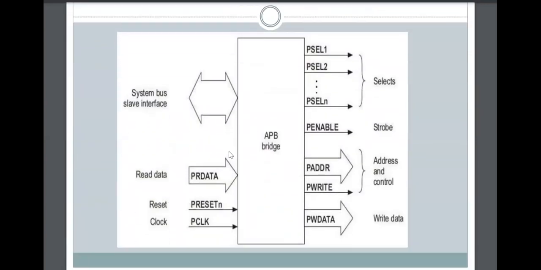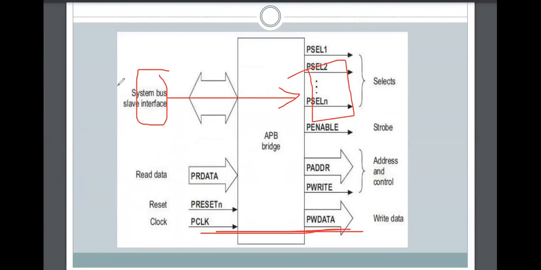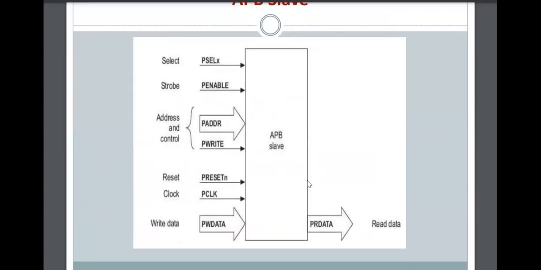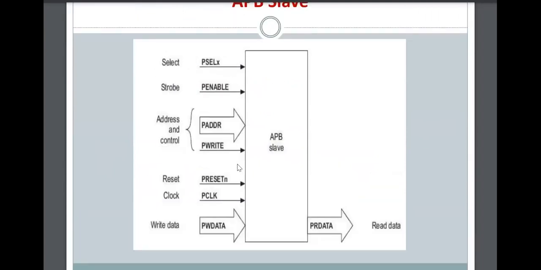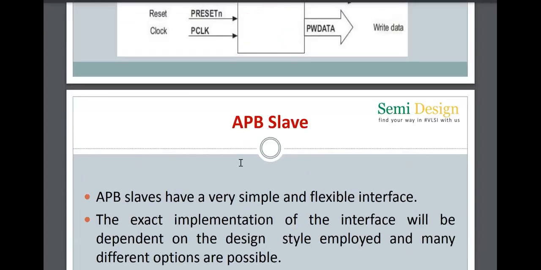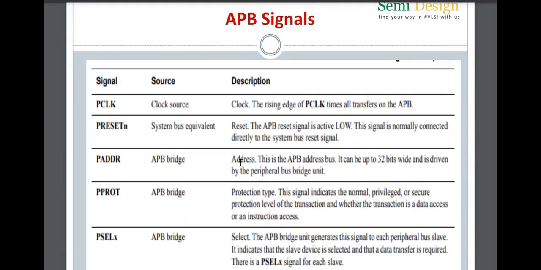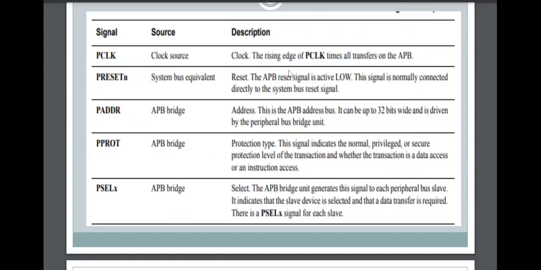Same thing, whatever I have told you: from the master we have to send to the slave. This actual bridge is the master. This master gets the previous slave's data, and we send all these signals to the particular slave. Okay, this is the master and this is the slave. Did you understand the master and slave? If you want to go into detail on each signal explanation, you can read these things. I told you directly what is what.